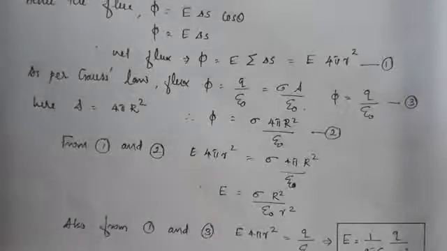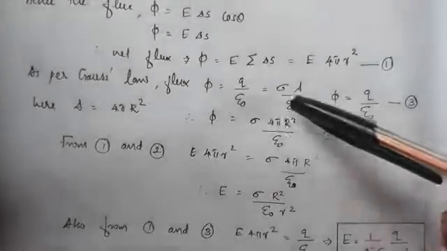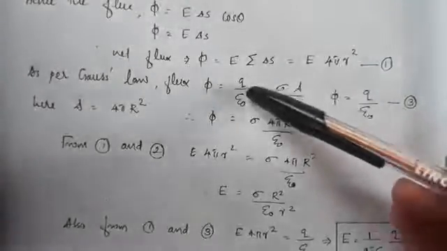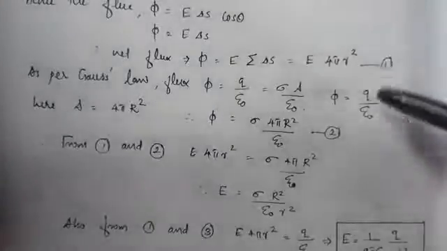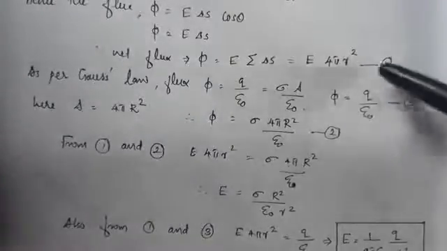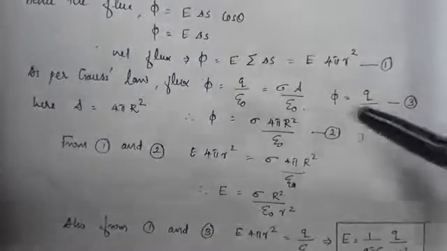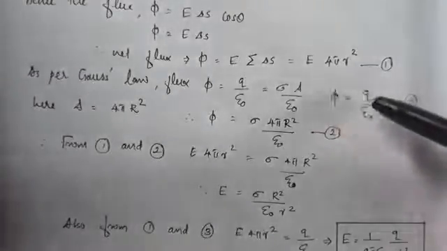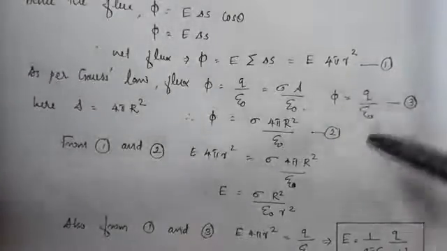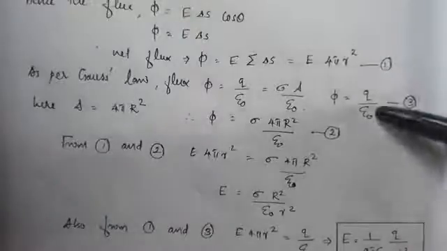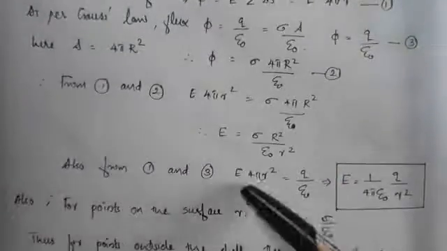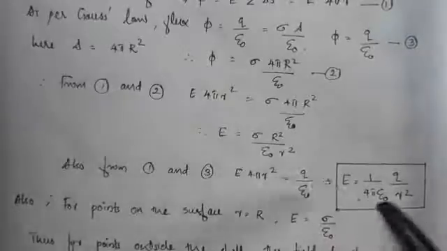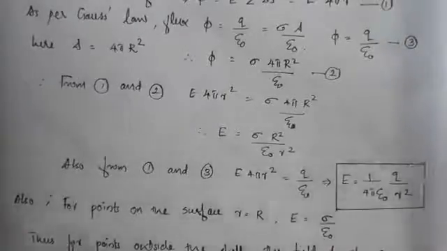I can modify it in a different way. Instead of substituting sigma, if I write it as q alone, I get flux equal to q by epsilon 0. If I compare equation number 1 and 3, that means without substituting sigma, if I keep flux as q by epsilon 0, I can equate these two. Then I get E into 4 pi r square is equal to q by epsilon 0, which will give me E equals 1 by 4 pi epsilon 0 q by r square.